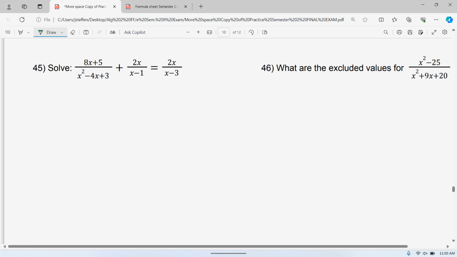Okay, so the next thing we're doing is solving. Again, for solving, it's literally the same thing as adding and subtracting, where you try to get the same denominators for everything. So I'm going to rewrite this with my factored denominator. That's going to be x minus 3, x minus 1. Again, double check, that multiplies to be positive 3, adds up to be negative 4. That's important. And 2x and x minus 1.